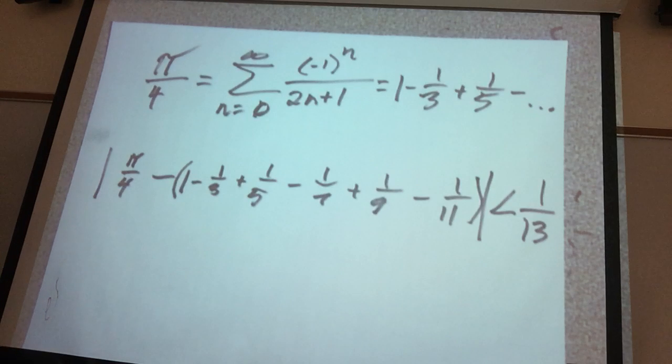So the idea that I'm trying to get across is that conditionally convergent series, they do converge, but they converge very, very slowly. Okay?